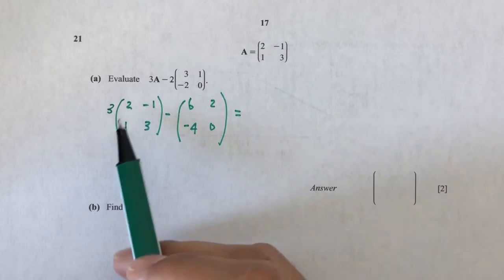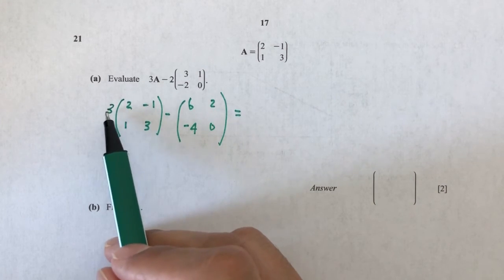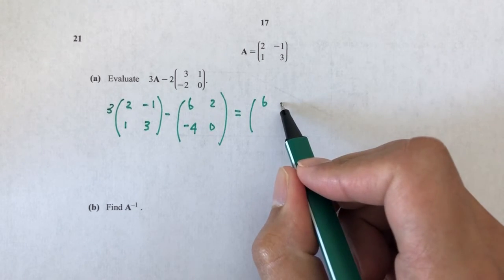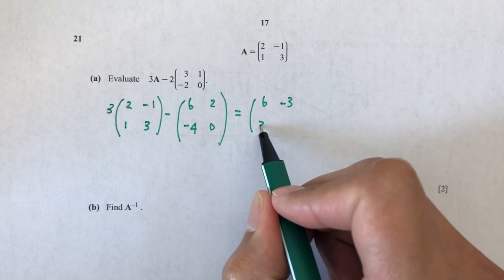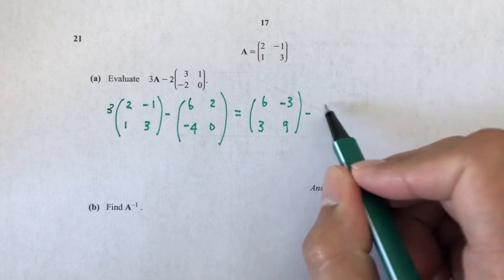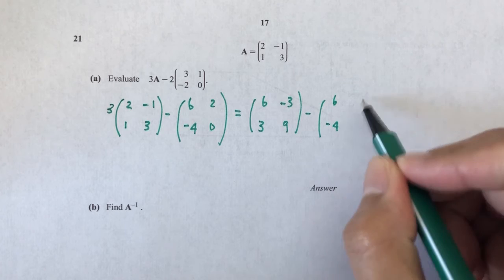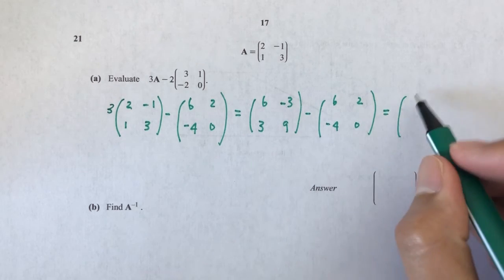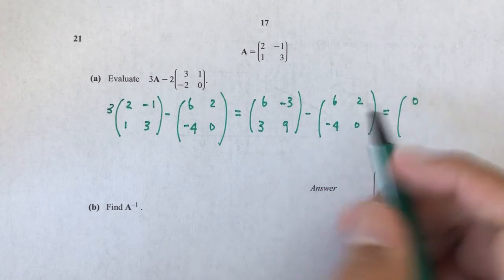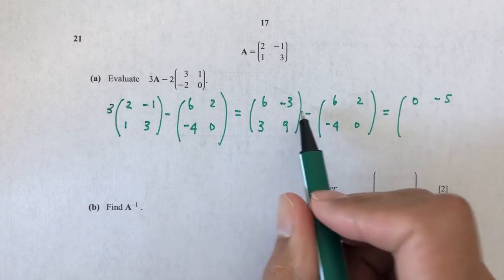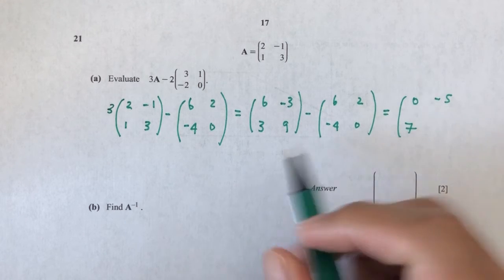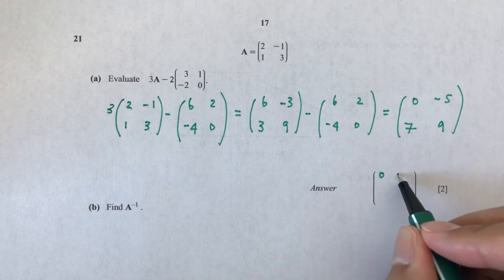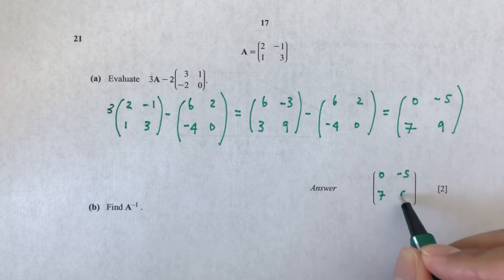So same thing for this side. Let's bring 3 inside. So 3 times 2 will be 6. Minus 1 times 3 will be minus 3. 3 times 1 is 3 and 9. Minus 6, 2, minus 4, 0. Equal to 6 minus 6 is 0. Minus 3 minus 2 is minus 5. 3 minus 4 is 7. 9 minus 0 is 9. So your answer for part A will be 0, minus 5, 7, 9.